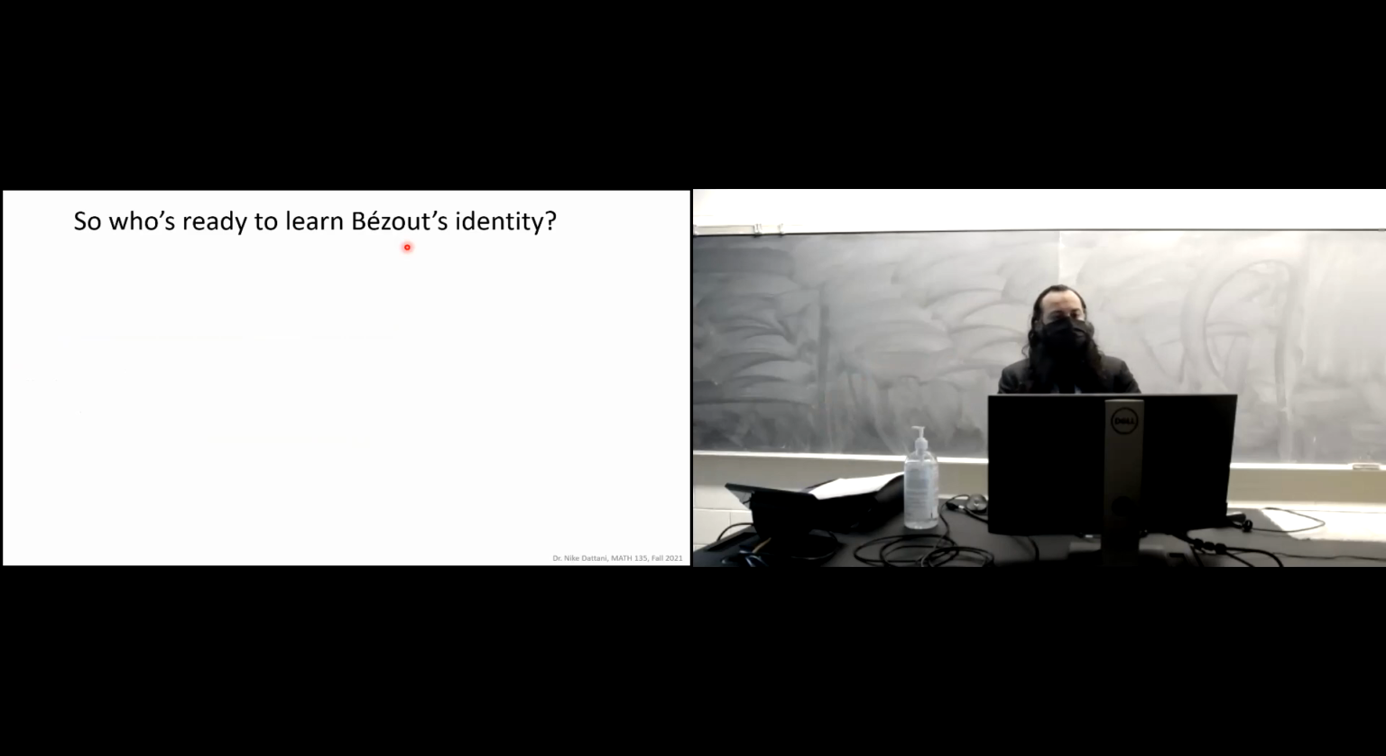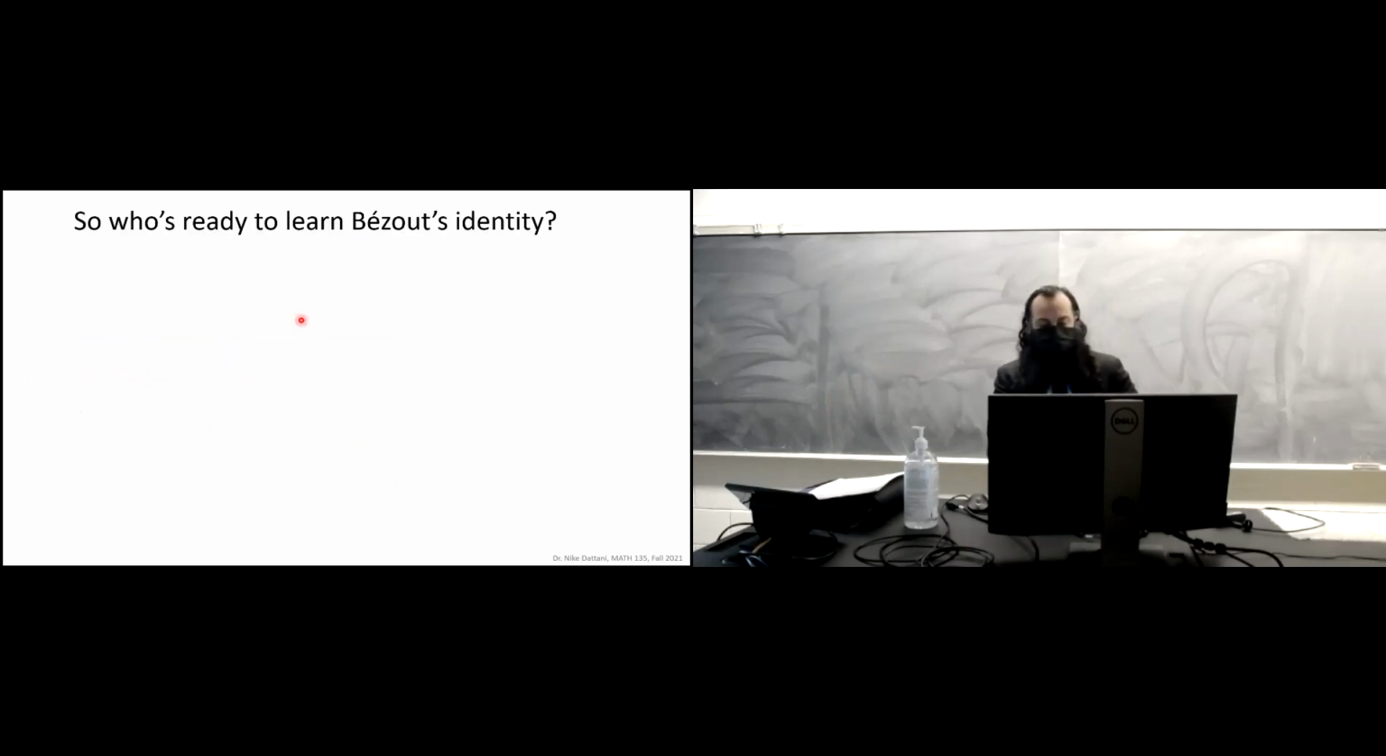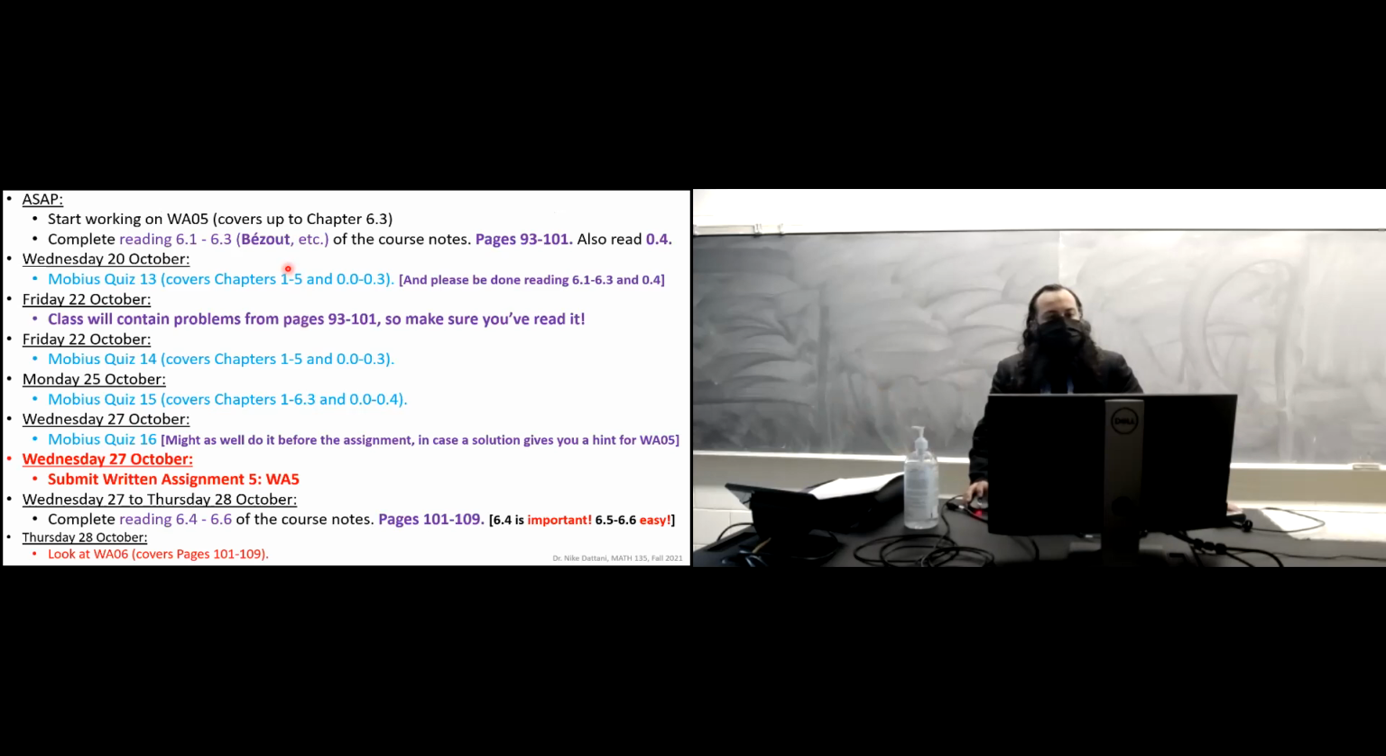So who's ready to learn Bézout's identity? No one is ready to learn Bézout's identity. Okay. Well, Bézout's identity is powerful because with Bézout's identity, you can prove this in one line. Well, a few lines, I guess, but it's powerful. It's able to prove the thing that no other technique was able to prove for us other than strong induction. So if you want to learn Bézout's identity, you better start reading.